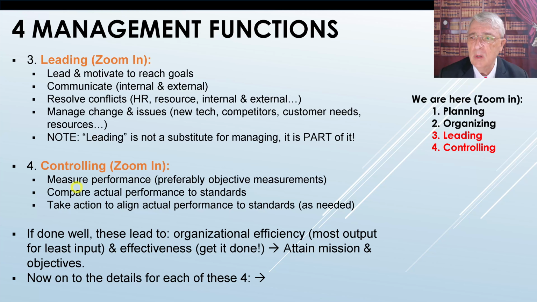Controlling. Okay, so we measure performance, and preferably objective measurements. We compare actual performance to standards. So what actually happened versus what did we plan to have happen. And then we take action to align those 2 things. We make sure that the actual is meeting what we planned, and if not, we act as necessary. If done well, these lead to organizational efficiency, so we get the most output for the least amount of input, and effectiveness, we get the job done. So we attain our mission and we reach our objectives.